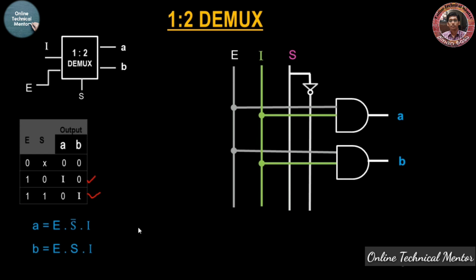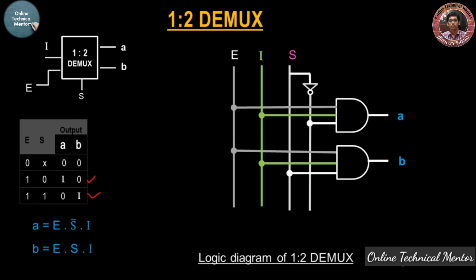So look at the first expression. Here it is written S complement. So you have to draw a connection from S complement and attach it to the A AND gate. In the second expression there is simply S. So draw a connection from the S line and connect it with the second AND gate and you will get B. So this is the complete logic diagram of the 1:2 demultiplexer.